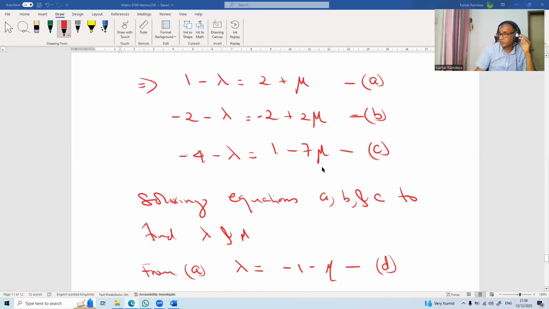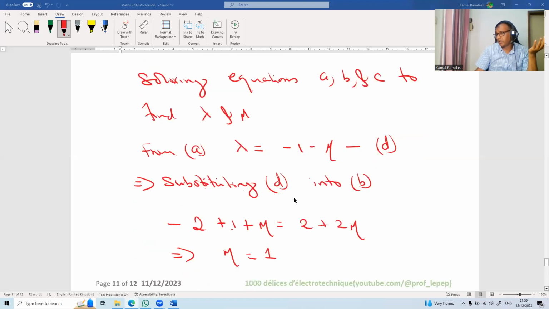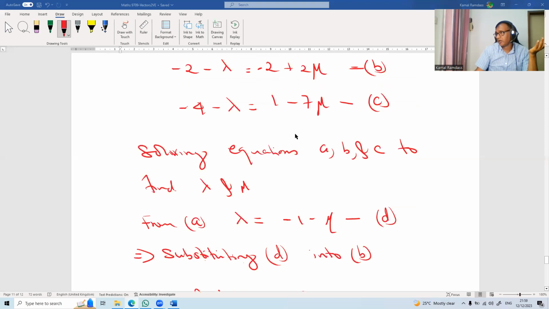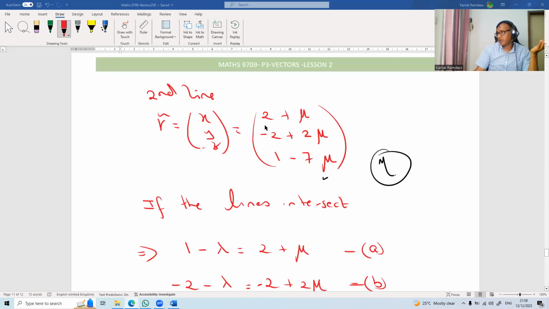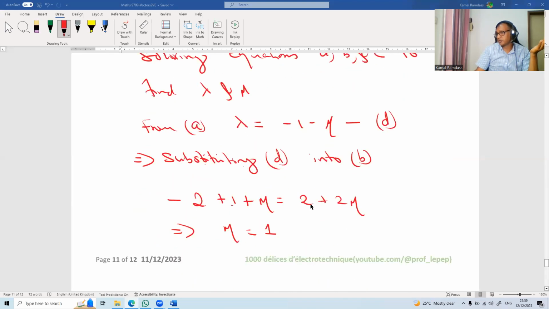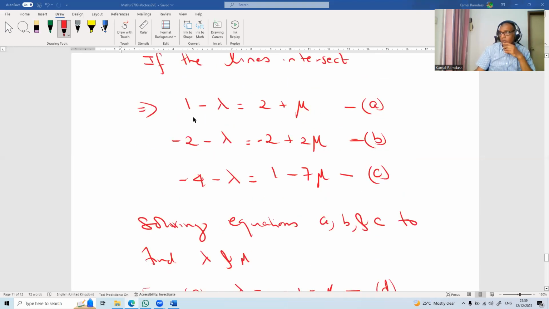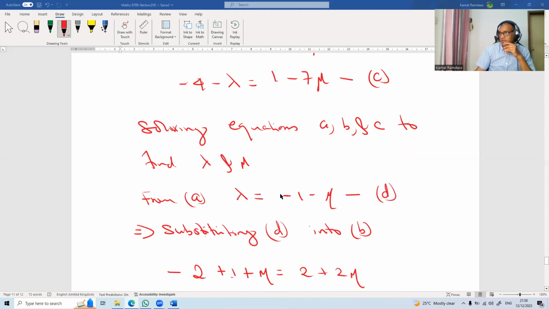Donc, je vais vérifier où on a fait une erreur, et je pense que l'erreur c'est là. Ça veut dire l'équivalent, minus 2 plus 2 mu, et ici on met 2 plus 2 mu. OK, nous corrigeons là. Ça veut dire 1 minus lambda is equal to 2 plus mu. Lambda est égal à minus 1 minus mu.